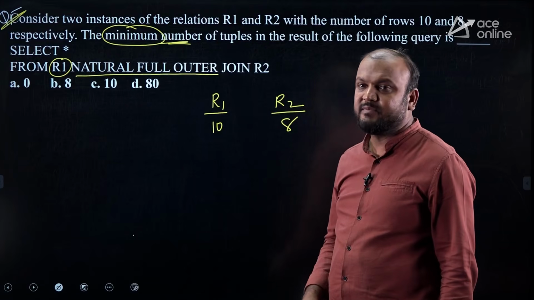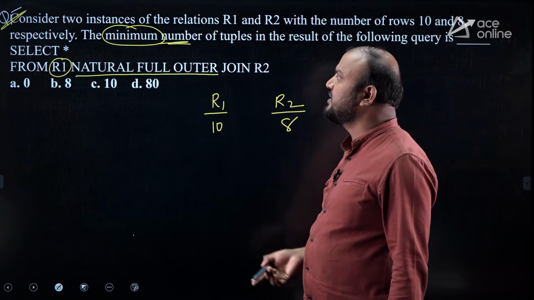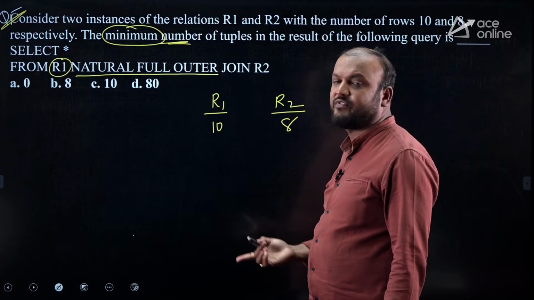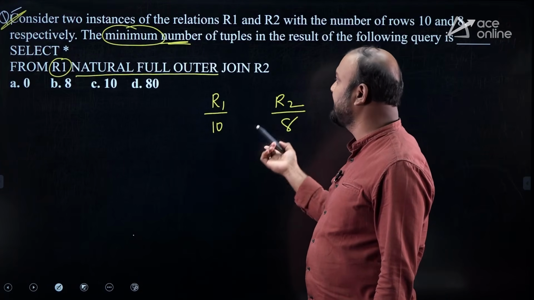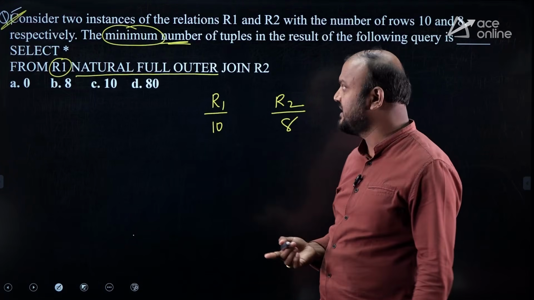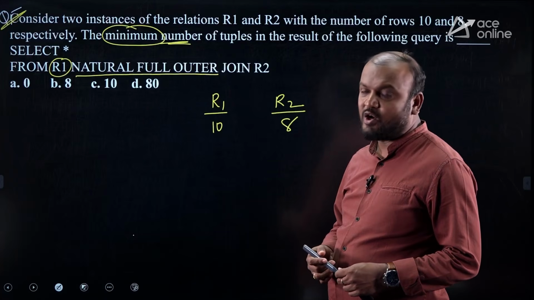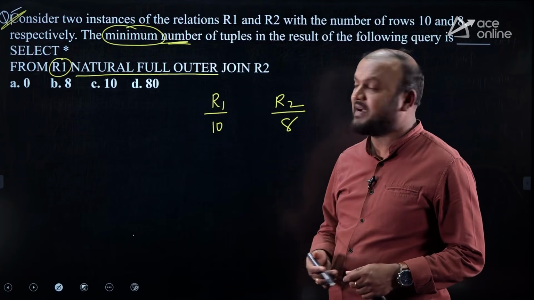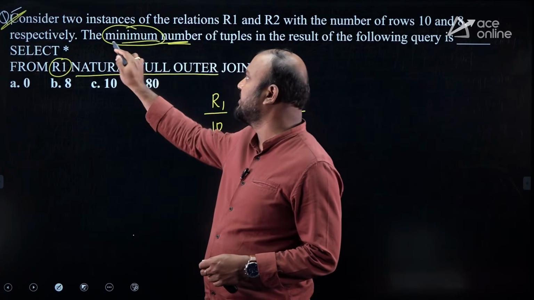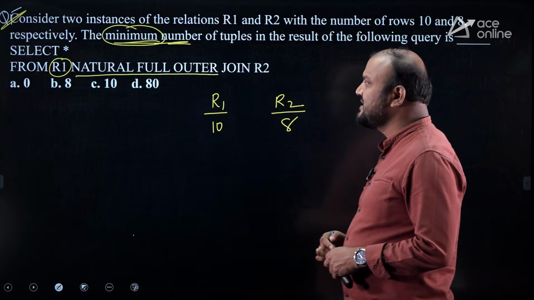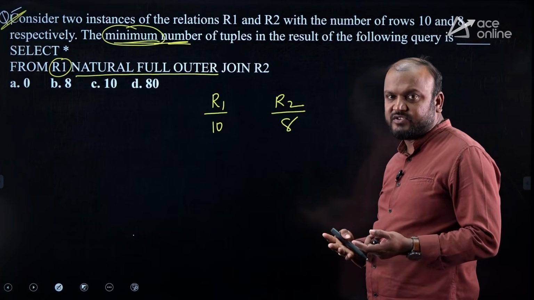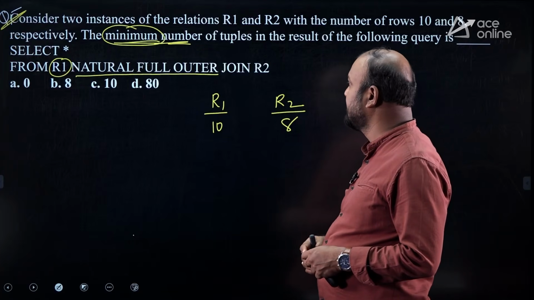When it comes to the maximum, assuming R1 and R2 do not have any attributes in common, it performs a cross product. So 10 into 8, 80 combinations are possible. If there are no common attributes, 80 will be the maximum. But the question is about the minimum. So minimum means there will be a match. If there is a match, then it will be the minimum possible, right?